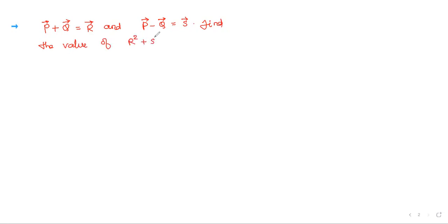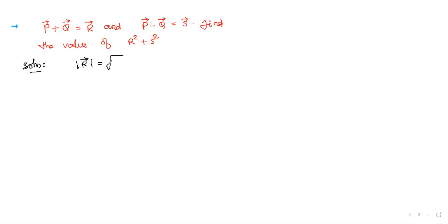Keep in mind, not R bar square plus S bar square. R square plus S square means magnitude of R squared plus magnitude of S squared. If you remember the formulas I gave for the magnitude of addition and subtraction of two vectors, it is very easy to say the answer. Remember the two formulas, magnitude of R bar and magnitude of S bar.